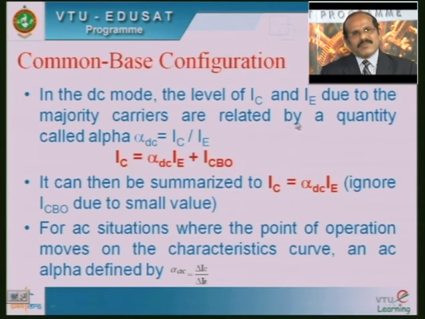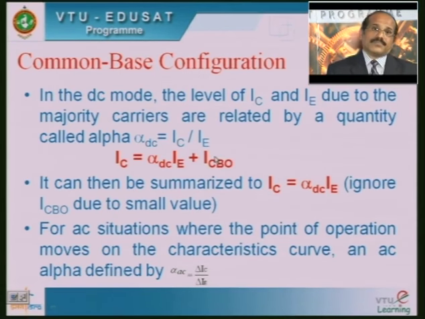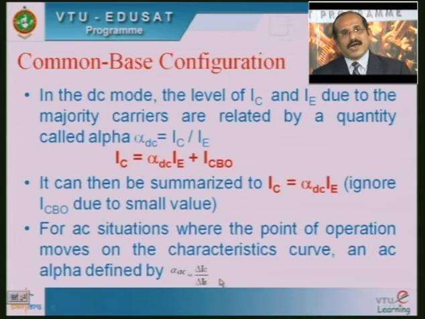Apart from this common base DC current gain, we have the common base AC current gain, called alpha AC, which is defined as the ratio of the change in output current, delta IC, to the change in input current, delta IE.